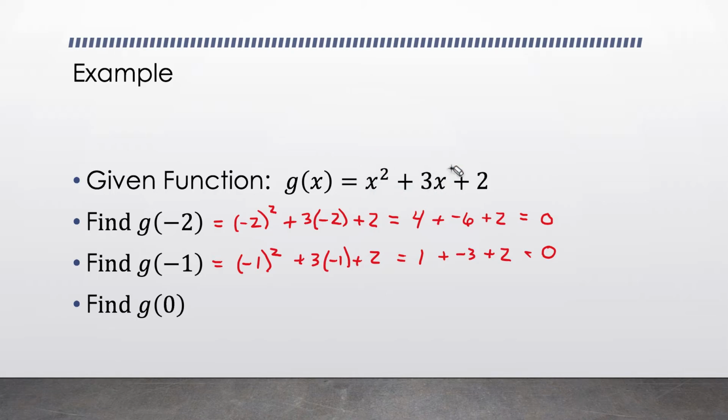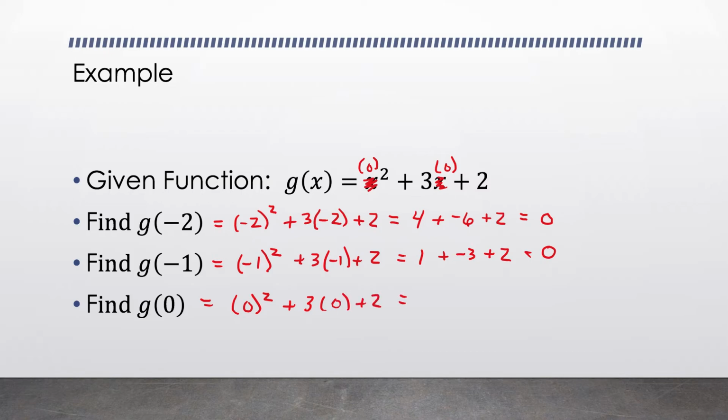The last problem asks us to find g of 0. So where there's an x, we're going to place a 0 this time. And we'll rewrite to begin with. So we have 0, that is squared, plus 3 times 0, plus 2.